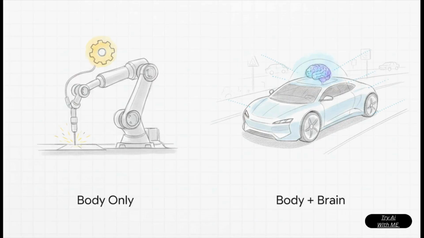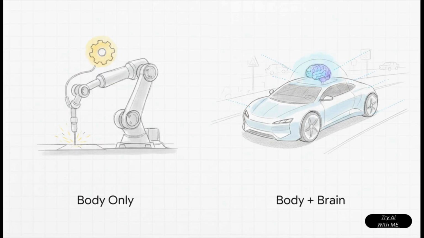That robot arm in the factory that welds a car door, it does the exact same motion 1,000,000 times a day. It has a body, for sure, but it doesn't really have a brain. It's just following a simple list of instructions. But when you take a robot body and you add an AI brain, that's when things get really interesting. That's how you get a self-driving car that can actually see the road and make its own decisions.